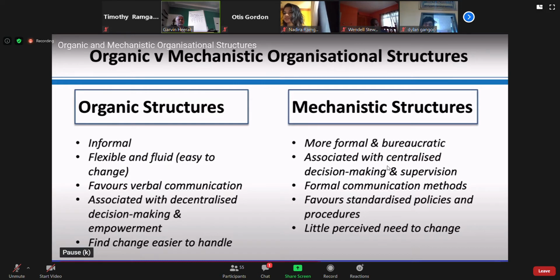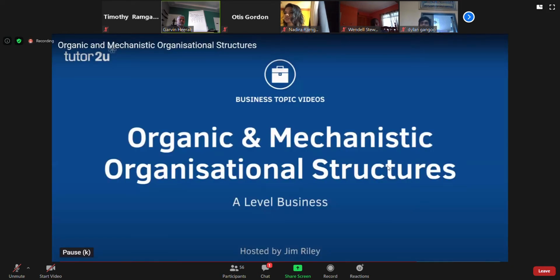Conversely, mechanistic structures are much more associated with tall hierarchies, with a clear chain of command, decision-making being centralised, with a great deal of emphasis on supervision, and a much more formal approach to communicating with staff, perhaps based around standardised policies, standardised procedures. And it's often argued that mechanistic structures find it harder to effect change when needed. There we go then, hopefully that's useful. That's just an overview of this distinction between organic and mechanistic organisational structure.